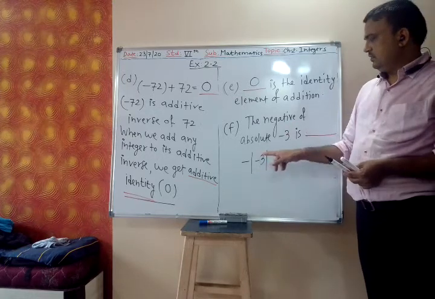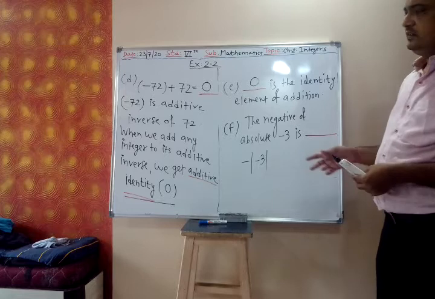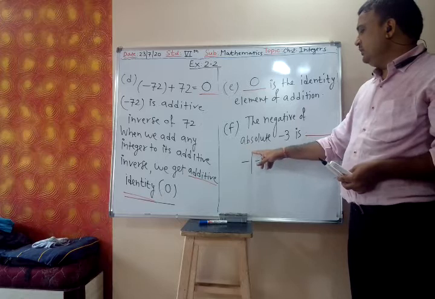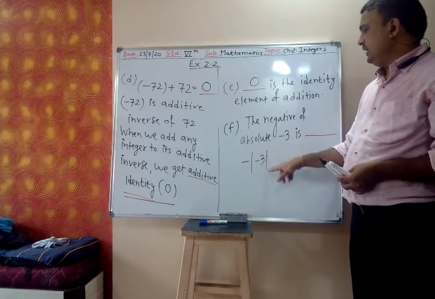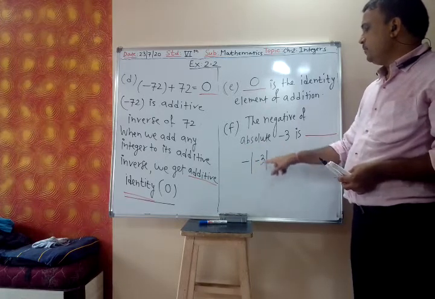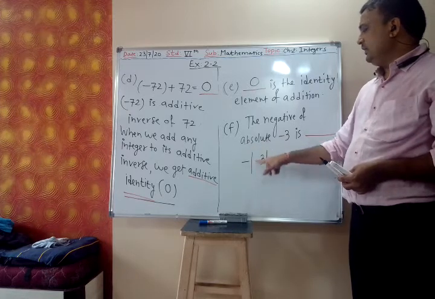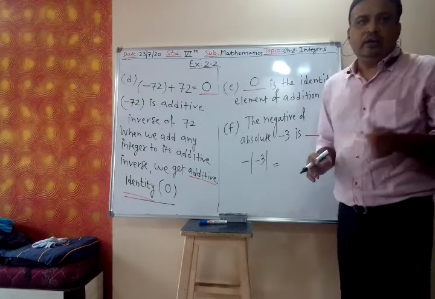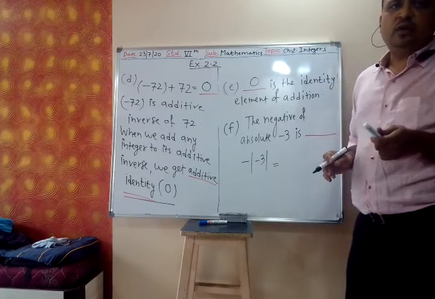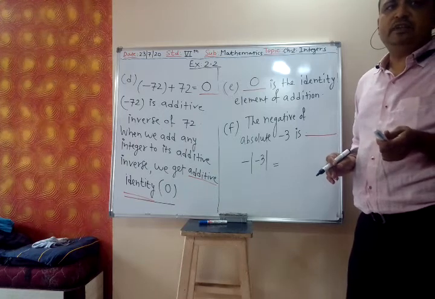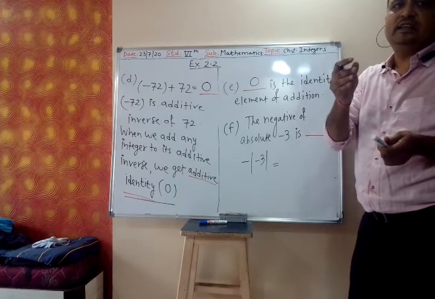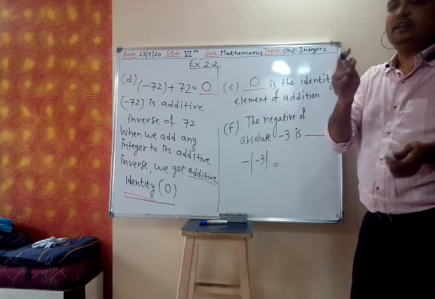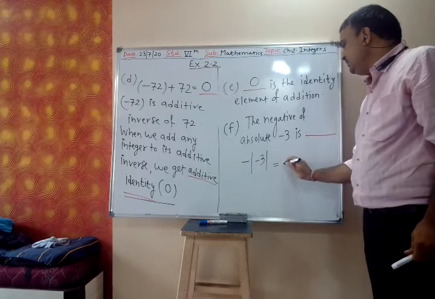Negative means minus, and absolute value means vertical line. Yes, this you have to write. See here, absolute value of a negative integer or a positive integer is always with plus sign. Whether it is a negative integer or positive integer, absolute value of any integer is with plus sign. So the minus sign will stay as it is, minus.